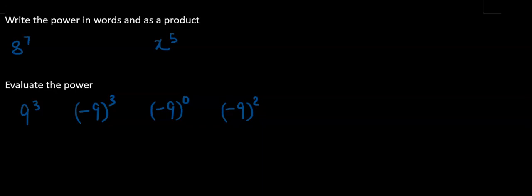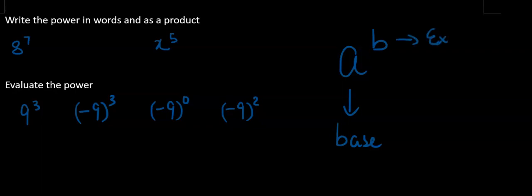Welcome back. In the first practice, we're going to write the power in words and as a product. Before we start, I think we can do some anatomy work. You see A here. A is called the base. You see B here. B is called the exponent. And together, they're called a power.